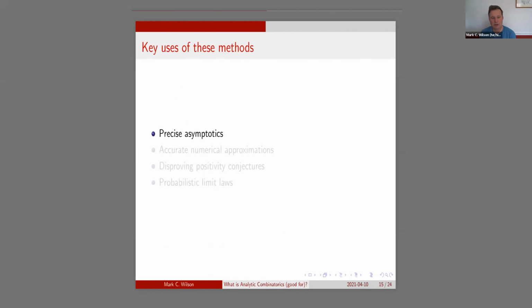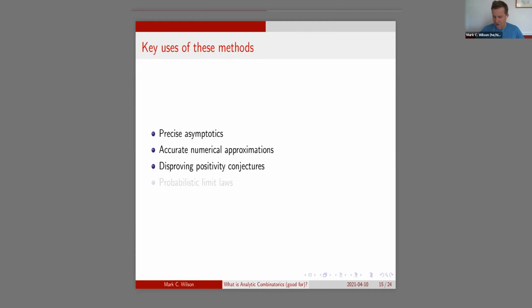So what can you do with these methods? You can do asymptotics, you can do numerical approximations. One thing I won't have much time to talk about is more recent work by Robin Pemantle and some collaborators, disproving some positivity conjectures, or at least showing how you might do it. The idea is that if your conjecture is that some sequence of numbers is ultimately positive, then if you can have an asymptotic approximation for it which is eventually not always positive, then you get a contradiction there.